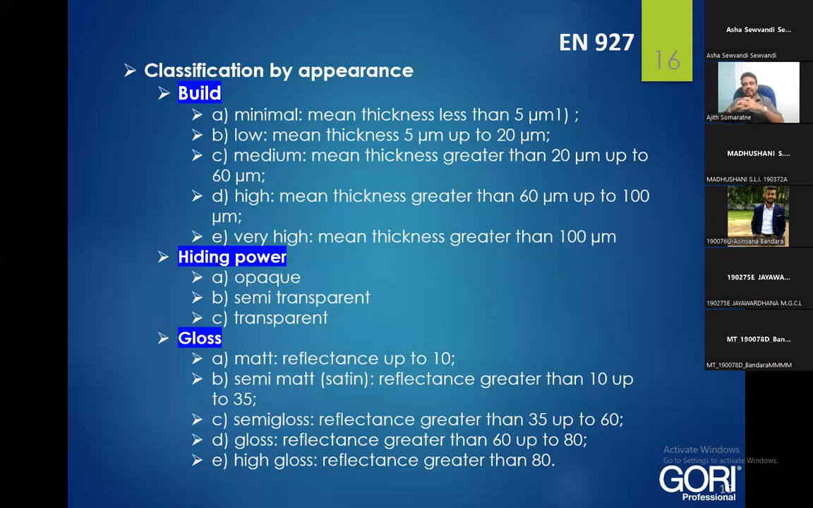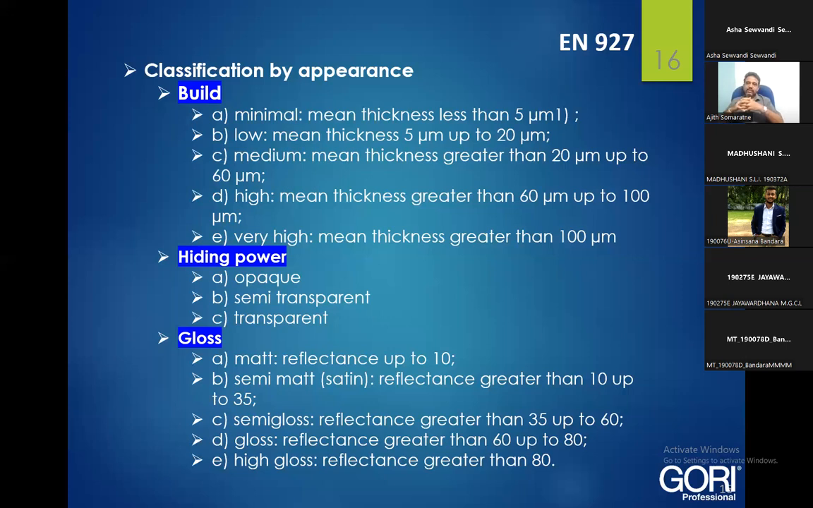The other one is semi-transparent. We call them translucent coatings also, because we can see a coating there, we can see a color, but we can see wood grain also inside. Transparent means most of the time clear coatings, which we have to give protection, but sometimes we cannot see any coating. We can just see the wood, but there is a coating which gives the protection, right? So the hiding power is categorized like that.